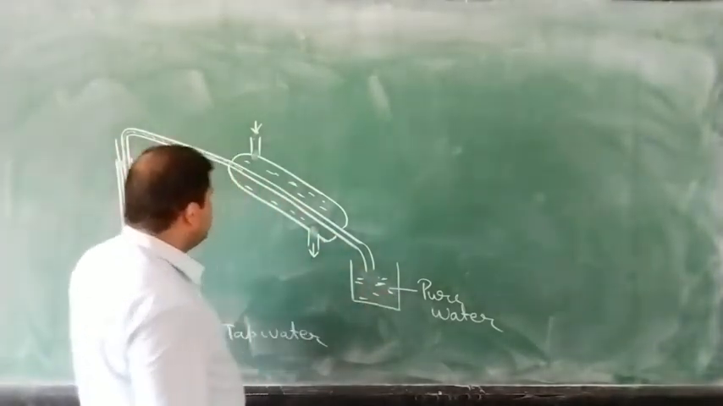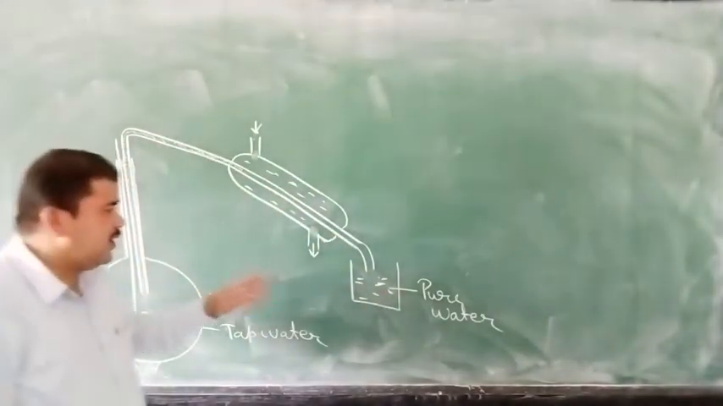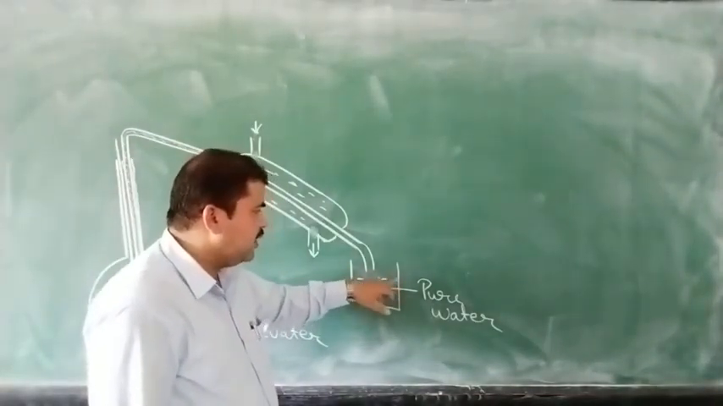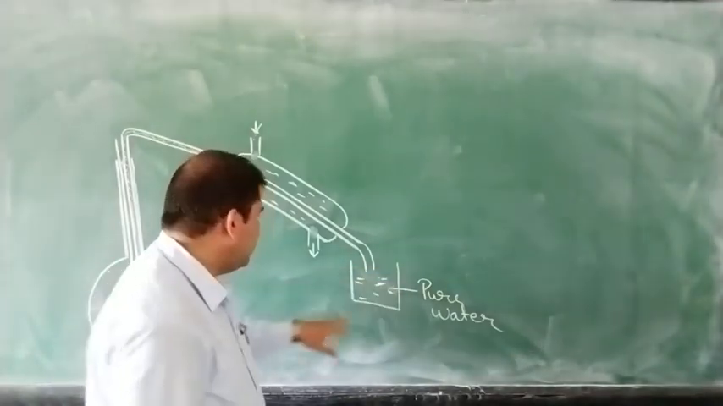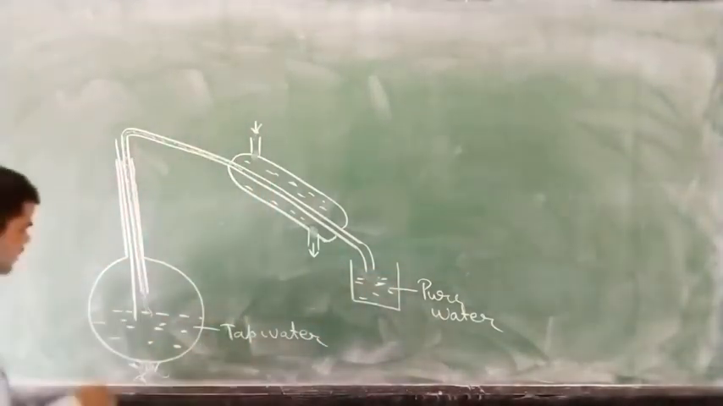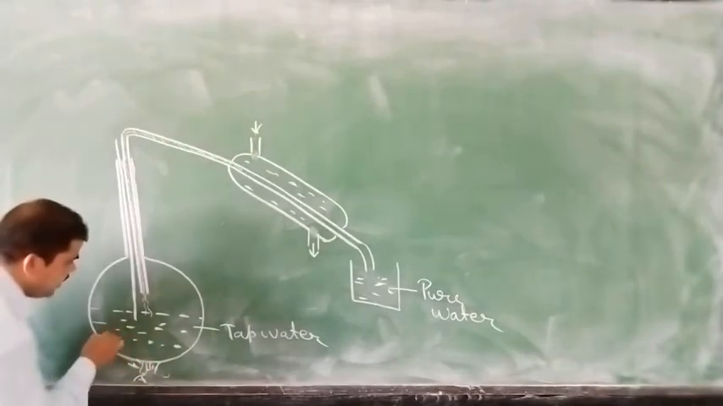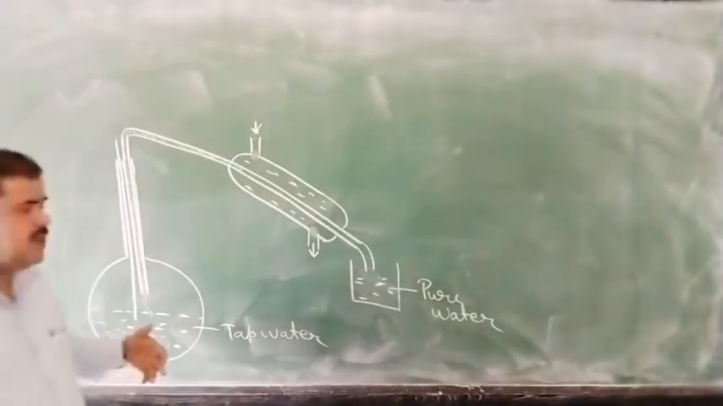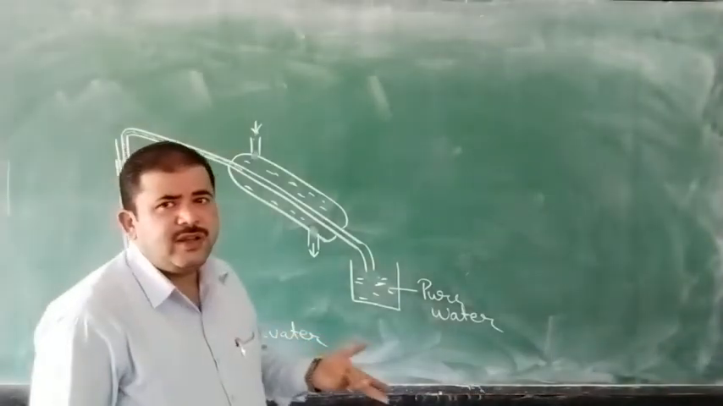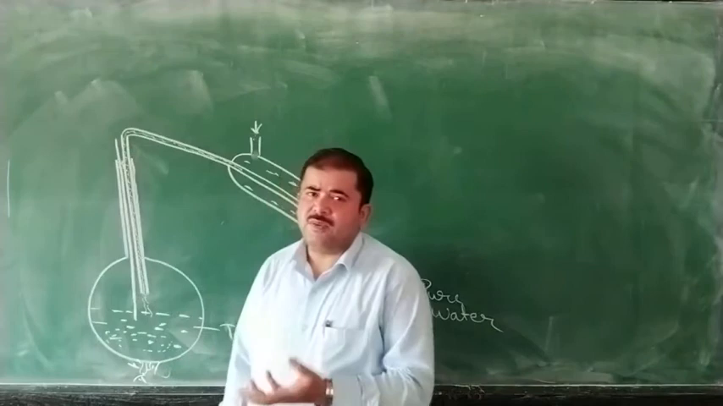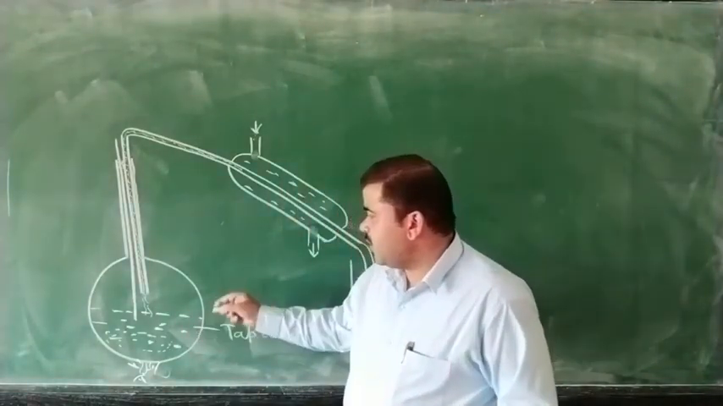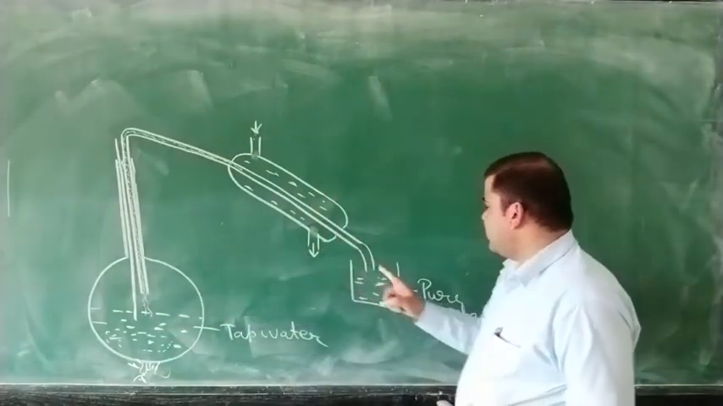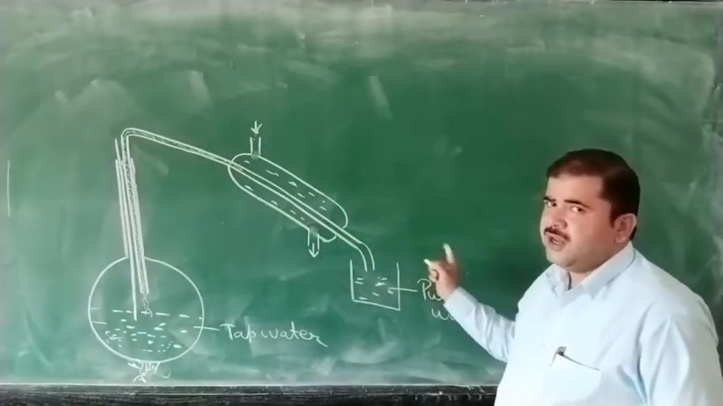So by this method we can collect the pure water in a particular container, and the solid substances that are present in the tap water will remain in the distillation flask. So by this method we can recover both the solid substance and the liquid substance. The solid substance remains in the distillation flask, and the liquid substance we collect in another container.